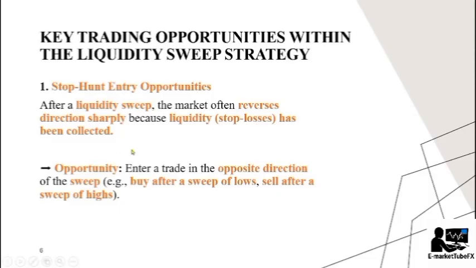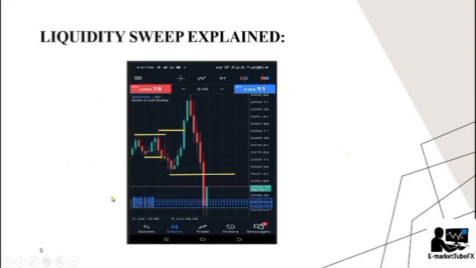So what is the opportunity after the market reverses sharply after collecting the liquidity at those zones, be it the liquidity at the buy side or the liquidity at the sell side? What are you supposed to do as a trader? Enter a trade in the opposite direction of the sweep. For example, buy after a sweep of lows. I take it again: buy after a sweep of lows, sell after a sweep of highs. What are we talking about here?